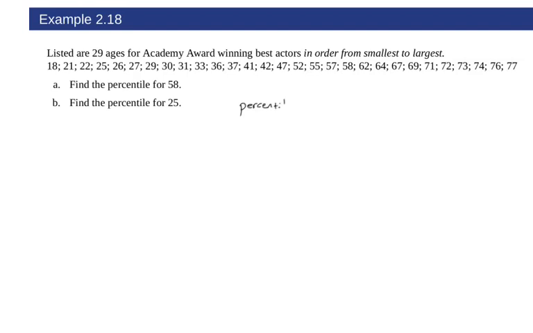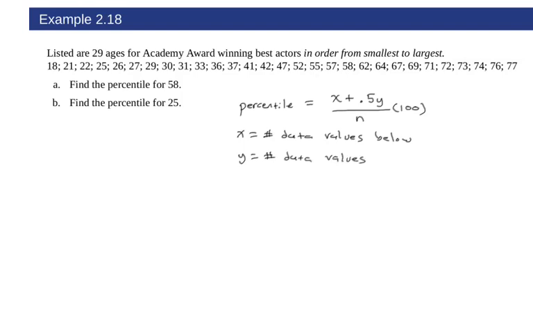Okay, let's look at one more example here. Let's look at percentile, working backwards. The percentile here is our formula, where X is going to denote the data values below, and Y is going to be the number of times a value occurs, whether twice or three times, and N is going to be the total data here.